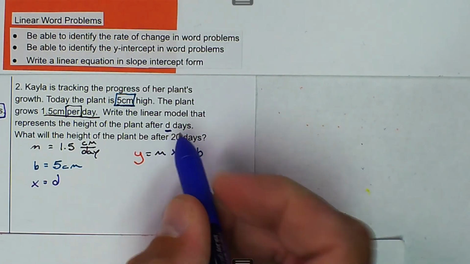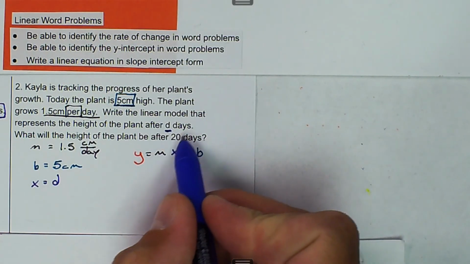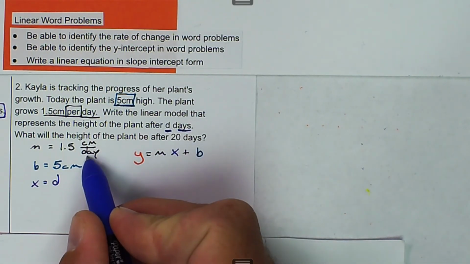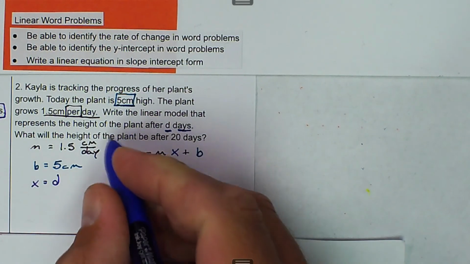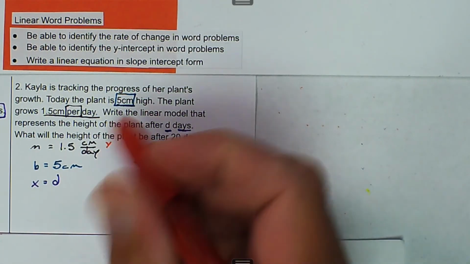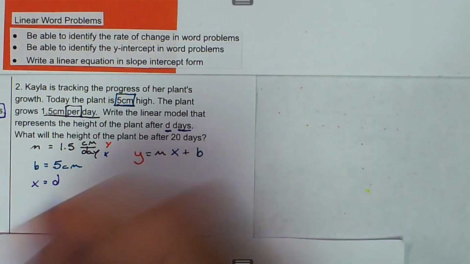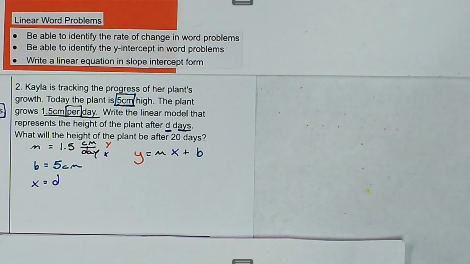They say they want us to use d days, and we know that d is going to be the x variable because days matches what's in the denominator for the slope. So we always remember that the y units are in the numerator and the x units are in the denominator.